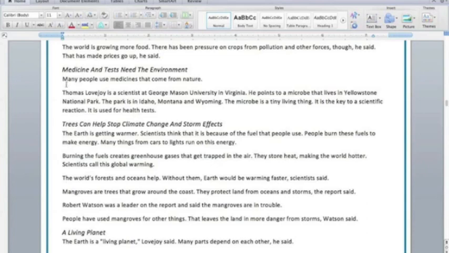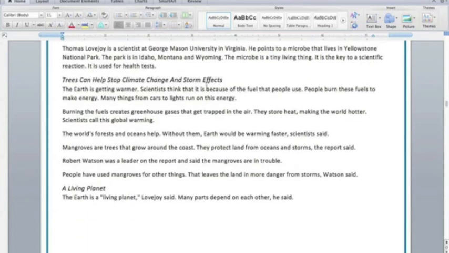That's right. So the first sentence says, many people use medicines that come from nature. That really captures everything that we just read. We're almost done, guys. Let's keep going.